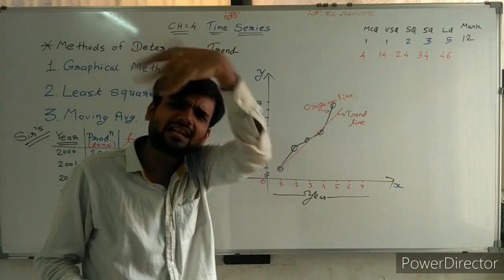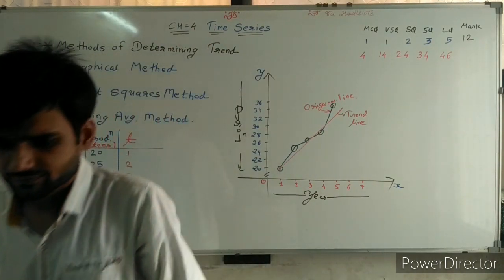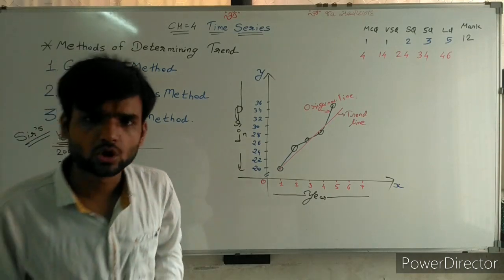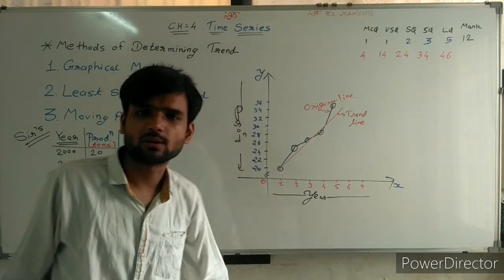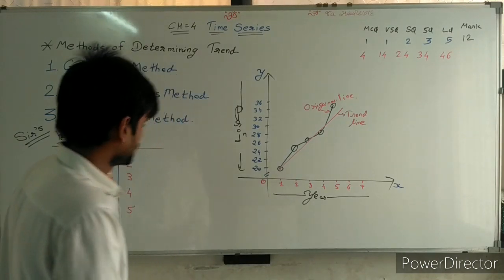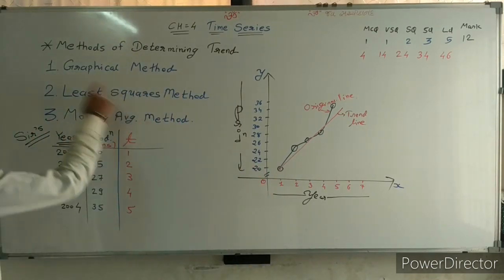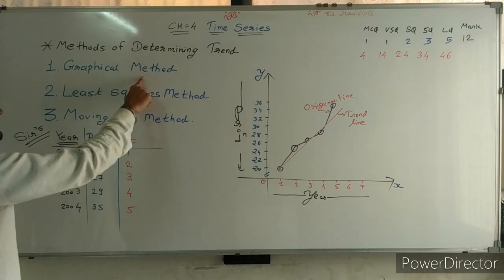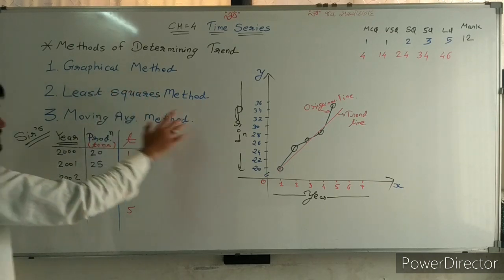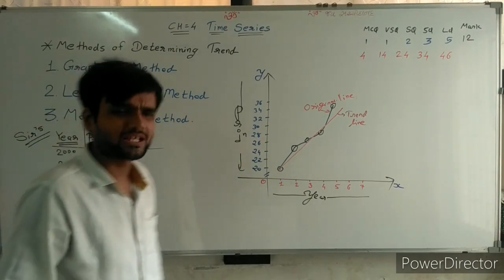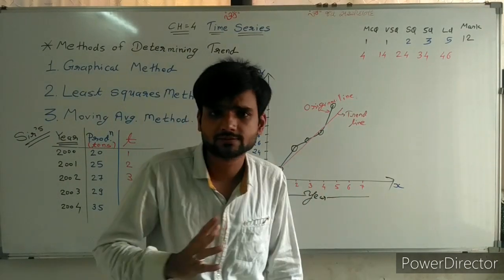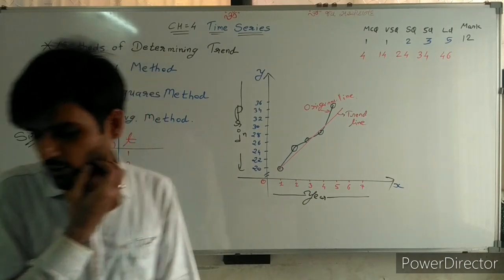You can make any line. Don't worry about it. So this is the way by which we can find trend by graphical method. Here the trend is an upward trend. When the graphical method is used, we cannot get a perfect value of this.